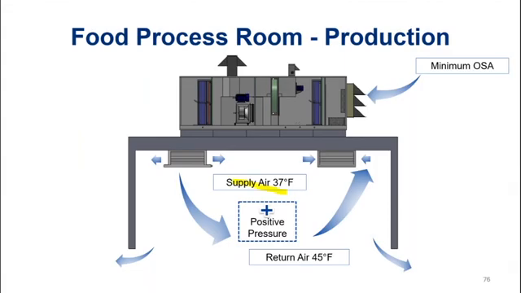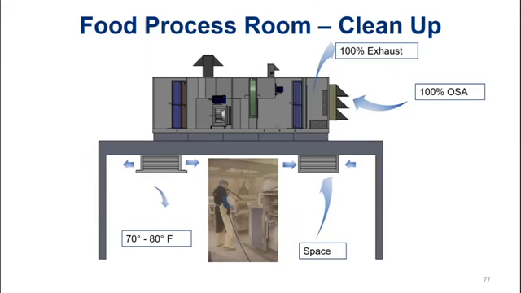Well, we're going to be supplying air at 37 degrees so that we're going to discharge a lower temperature. So as it goes through the room and the room warms up that air, we're going to return at our control condition of 45 degrees. Minimal amount of outside air, whatever that needs to be, and we're going to positively pressurize that room just a little bit so that the air moves back toward the dirtier parts of the food process. So that's the production mode.